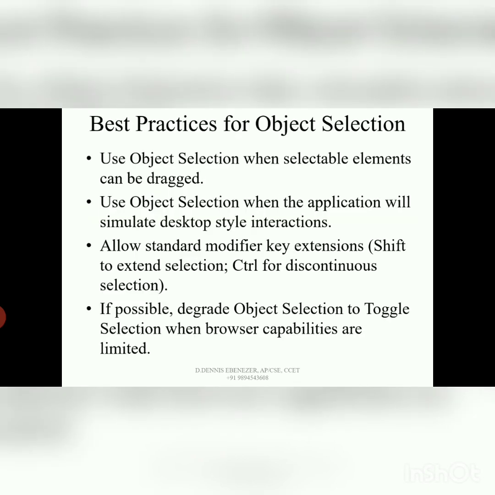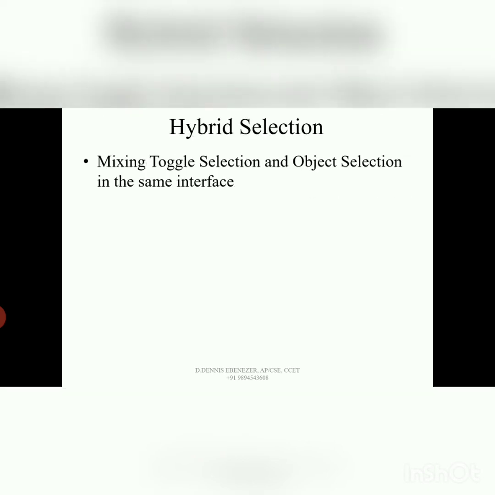Next, we are going to see about hybrid selection. This is nothing but mixing toggle selection and object selection in the same interface, that is, using the strength of toggle selections and the agility of object selection combined together.